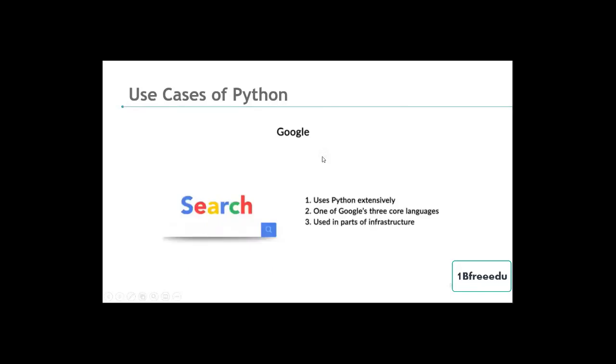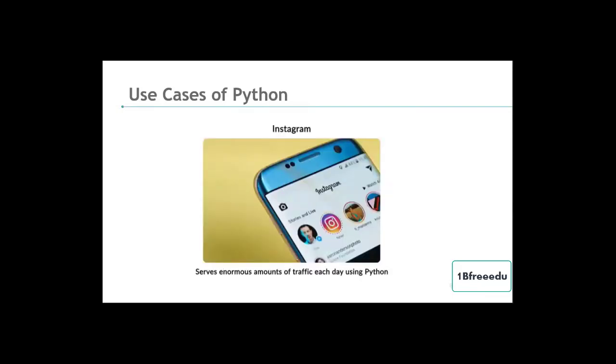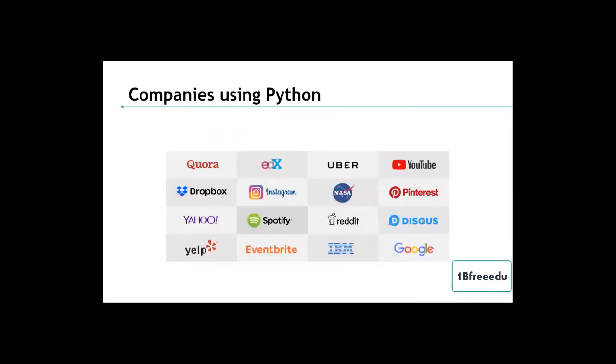Google uses it extensively. It's one of Google's three core languages. I think the other two languages are C++ and Java, and it's used in parts of infrastructure. NASA uses this for workflow automation. Workflow automation is first you do this, then this. So there is a workflow defined, and they use Python for that. Instagram uses Python to serve an enormous amount of traffic each day. And besides that, these are some of the top companies who are using Python to do one thing or the other.